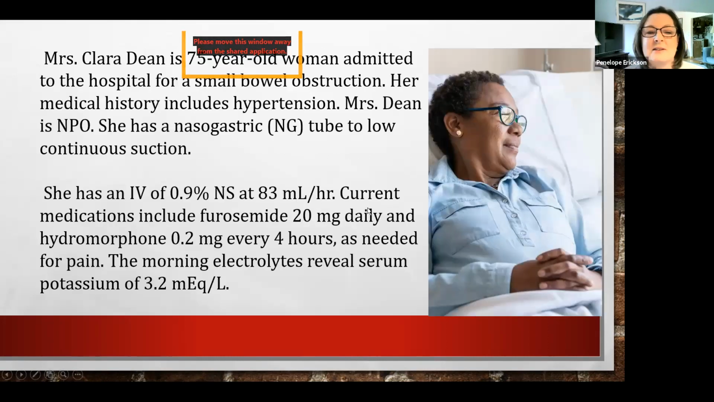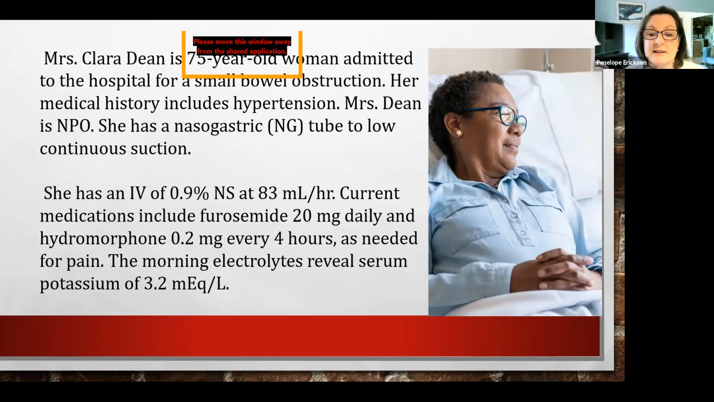Okay, now this little lady is Mrs. Clara Dean. She's 75 years old, admitted to the hospital for small bowel obstruction. Her medical history includes hypertension. She's NPO, and she had an NG tube placed to low constant suction, so she's got secretions draining out. Her IV is normal saline at 83, which is maintenance for her because she's NPO.